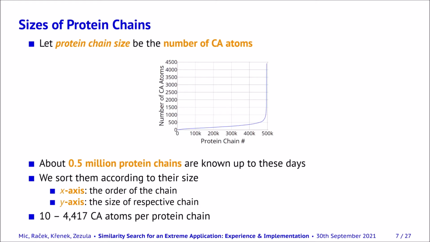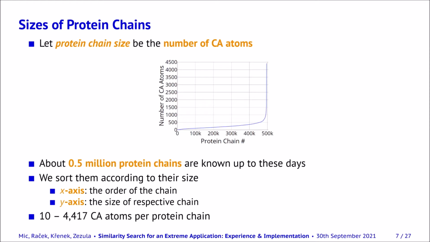To better understand the query execution times, we visualize the number of carbon alpha atoms in particular protein chains, and we denote them as the protein chain size. Specifically, we sorted all 500,000 protein chains according to their size. The x-axis depicts their order, and the y-axis depicts the size of the corresponding protein chain. All chains have from 10 to approximately 4,500 carbon alpha atoms, with an extreme tail of biggest chains.